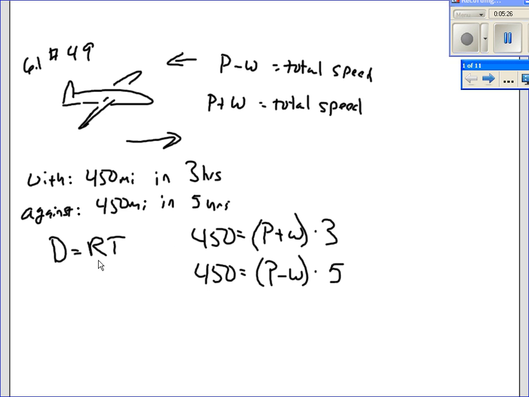And then we know distance equals rate times time. So we're able to set up the system of equations. 450 equals the speed of the plane with the wind times the time 3. 450 equals the speed of the plane against the wind times the time of 5 hours. And we can solve the system from there.